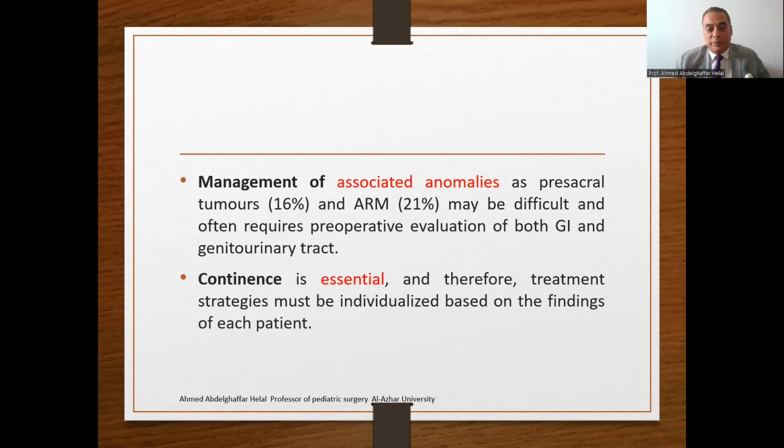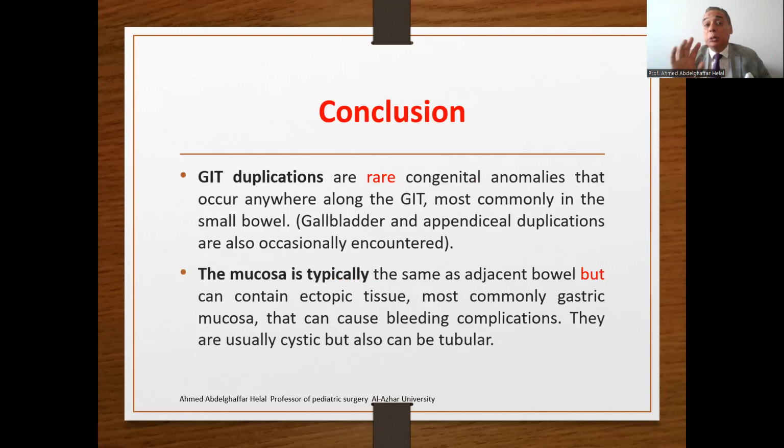In conclusion, gastrointestinal tract duplications are a rare congenital anomaly that can occur anywhere along the gastrointestinal tract, commonly in the small bowel. The mucosa is typically the same as the adjacent bowel, but can contain ectopic tissues. Gastric mucosa is the most common.